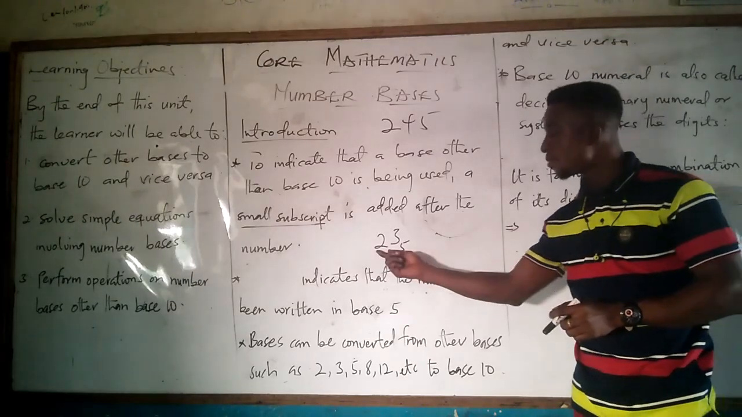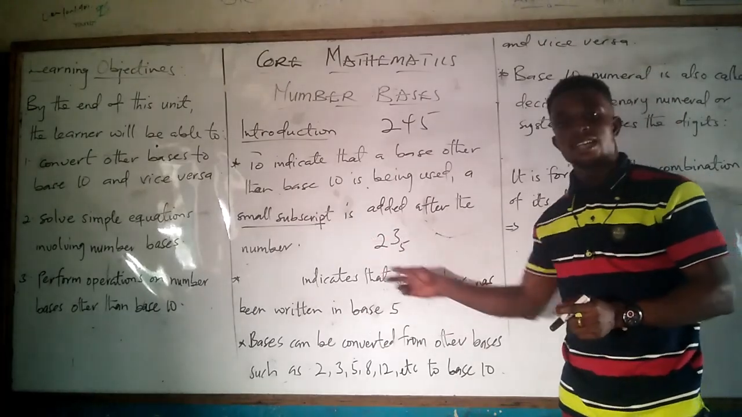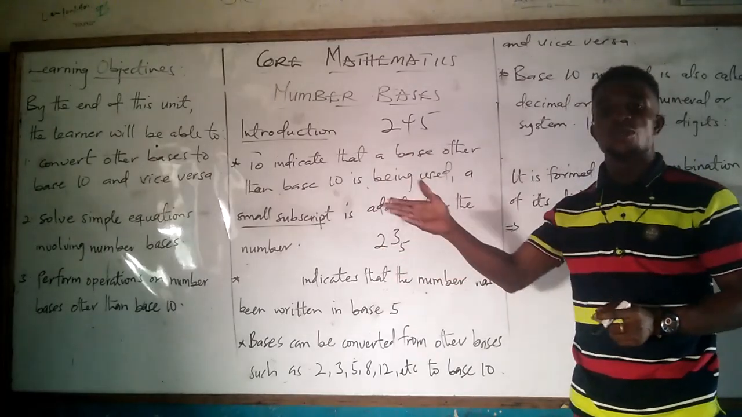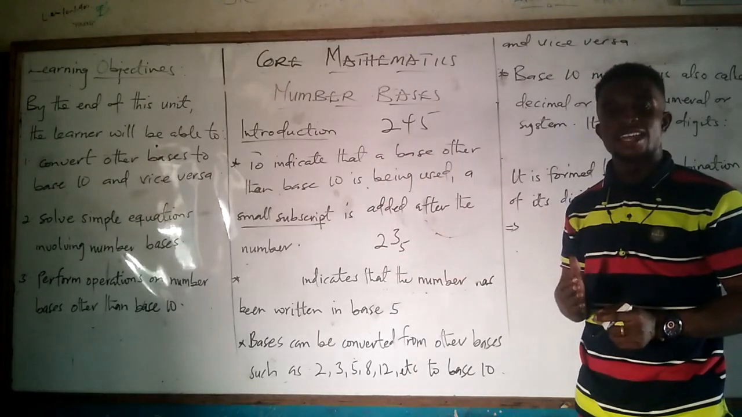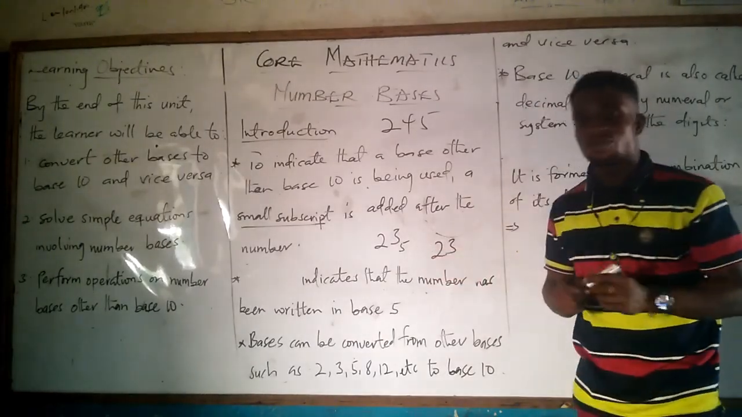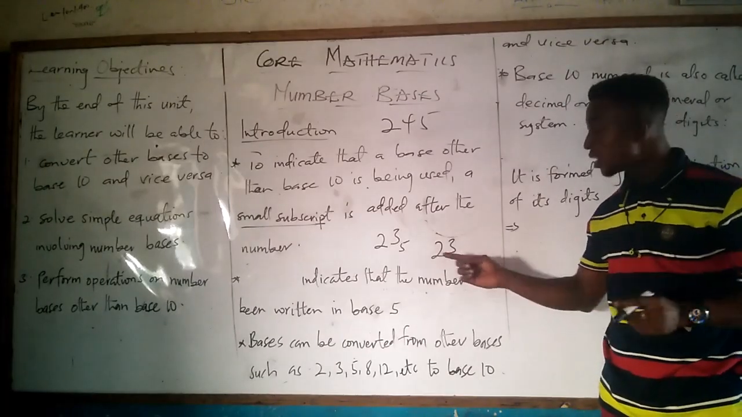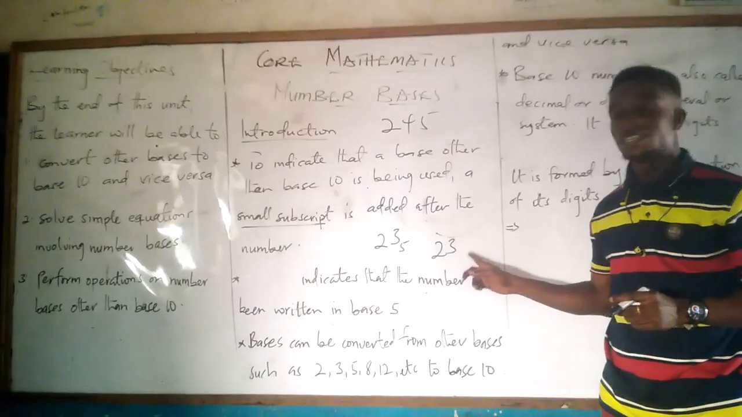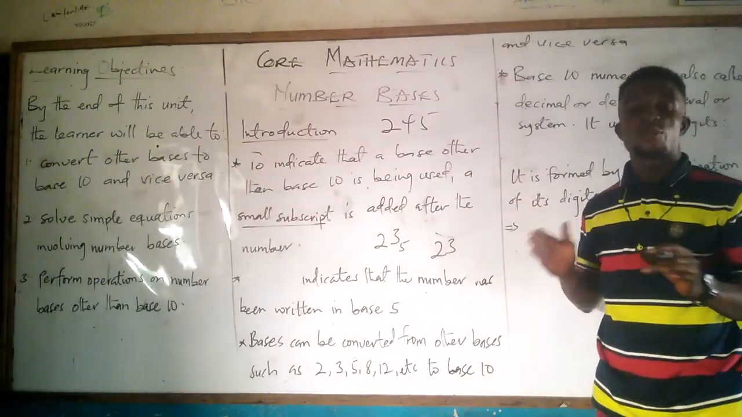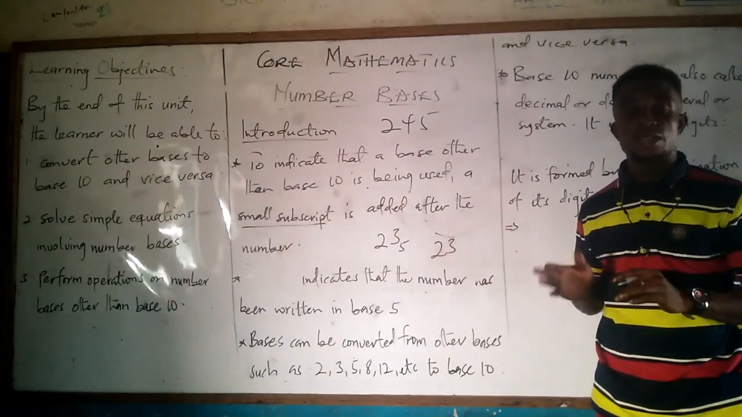So whenever you see something like this, in mathematics, we are referring to a number in base 5. Please, do we get that? So when a number like 23 is written without anything down, I mean without any subscript, this is in base 10. So numbers which are not having any subscript are numbers in base 10. Please, do we get that?